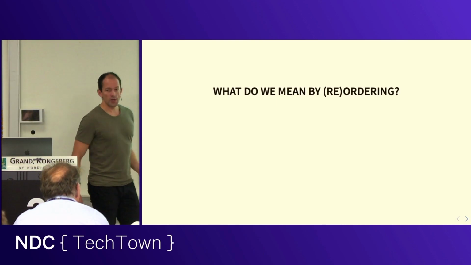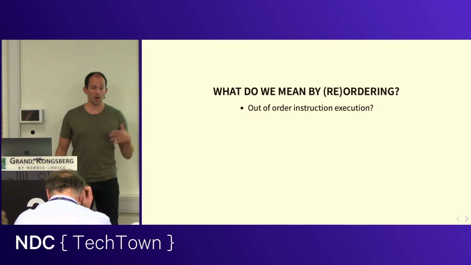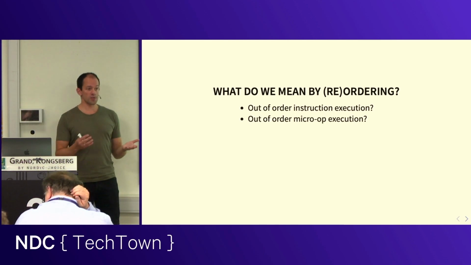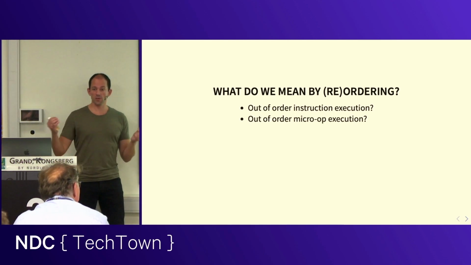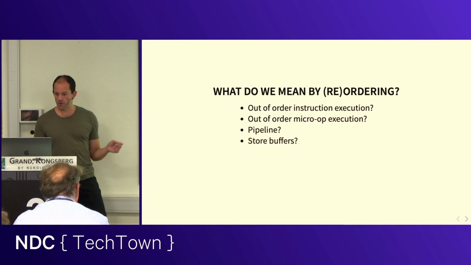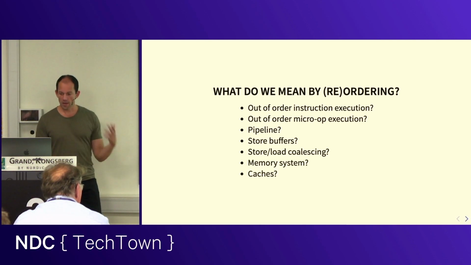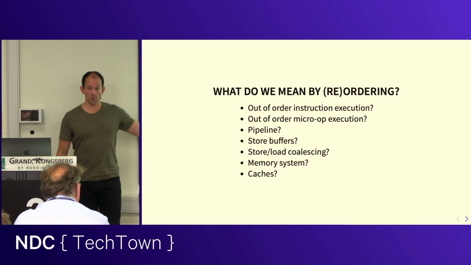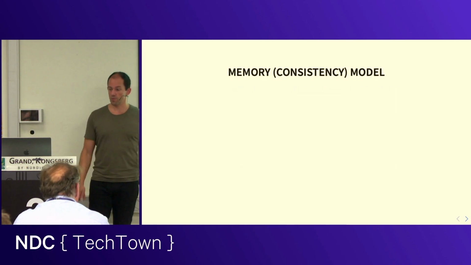So when we talk about reordering, it could be out of order instruction execution. It could be micro operations that get reordered, like one instruction turns into many that get reordered internally. The pipeline could do stuff, store buffers, store and load coalescing, the memory system, caches, all sorts of things that, again, even as a compiler, I don't want to think about. I just want to think about the memory model.